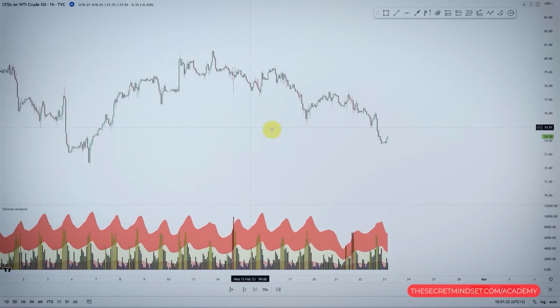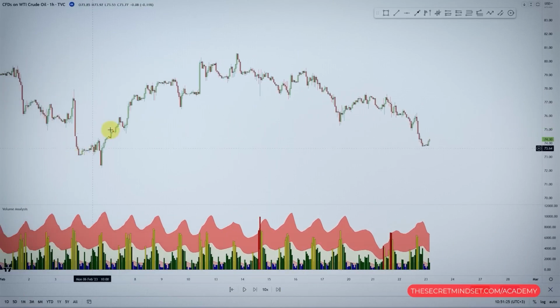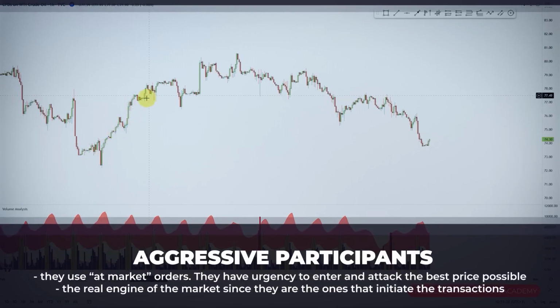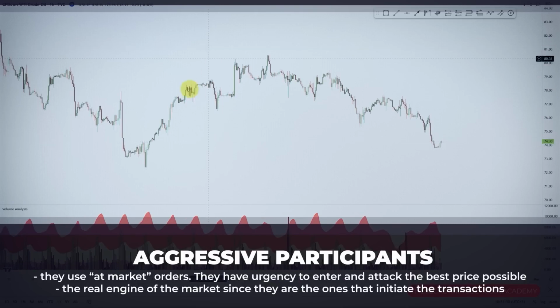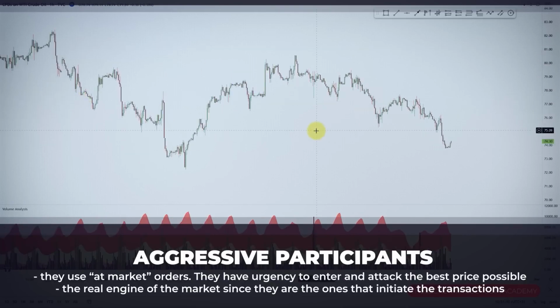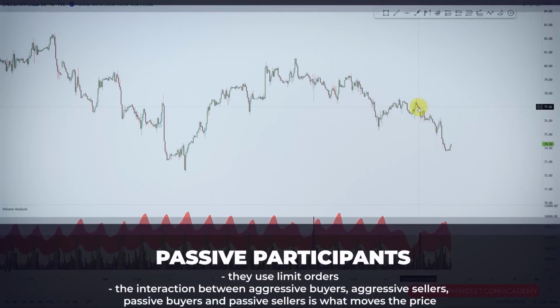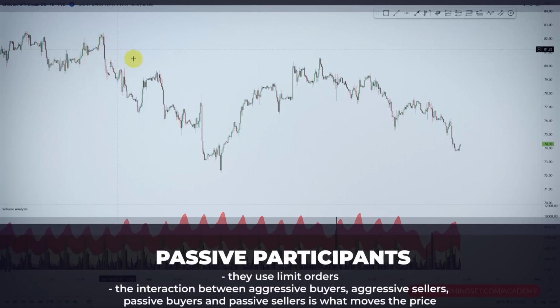Now, in any market, there are two types of participants: aggressive and passive. Aggressive traders are the ones that use at-market orders. They have urgency to enter and attack the best price possible. This type of aggressive order represents the real engine of the market, since they are the ones that initiate the transactions. Passive traders are the ones that use limit orders. This is important because the interaction between aggressive buyers, aggressive sellers, passive buyers, and passive sellers is what moves the price.